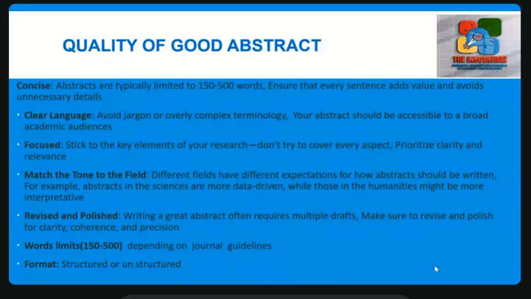Another quality is matching the tone of the field. Take an example, you are writing an abstract on maternal death. Here, you should consider that your tone or your language must match the maternal and reproductive education or field. Or you are writing your abstract in economics, or in sports, or in communication science. Your tone or your language must match the field you are writing about.